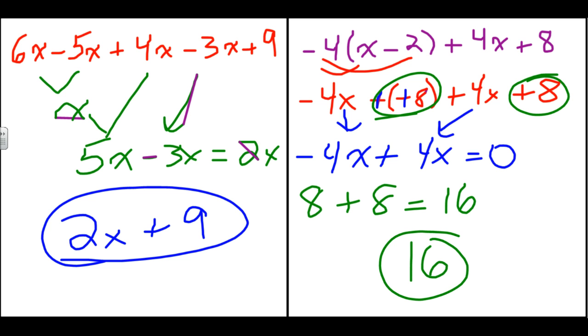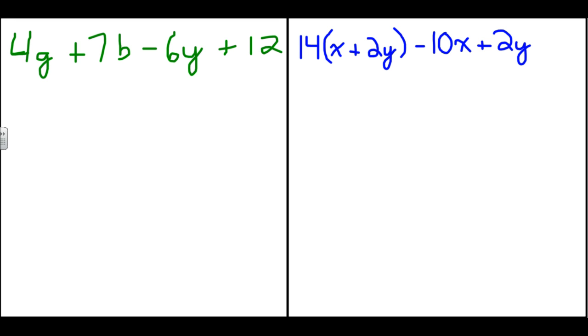Now we don't have to include the x's there. We don't need to say 0x plus 16, although we could, because 0 times anything, regardless of what x is, is 0. And finally, the last set of problems that we can work on. Go ahead, pause the video, work through them, and see what you can do with them.